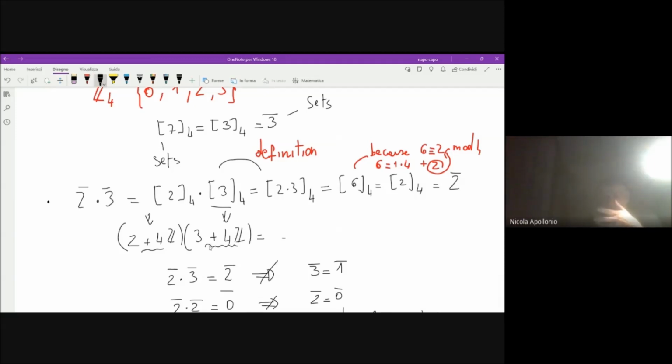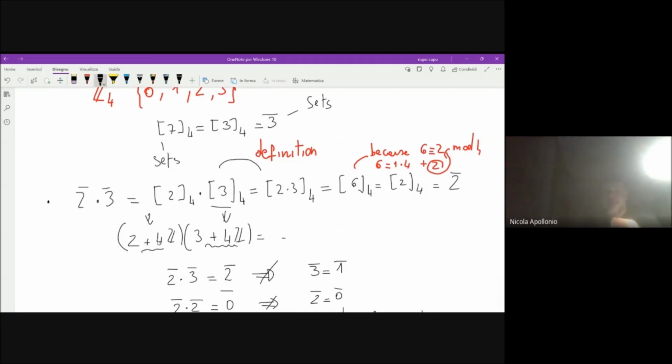The most natural way is to pick an element in the first class, multiply it by a picked element in the other class, and see what happens. Of course, you may object, and you will be right. This is not an operation because it depends on the picked element in the first set and on the picked element in the second set.